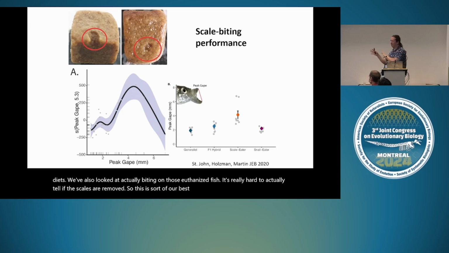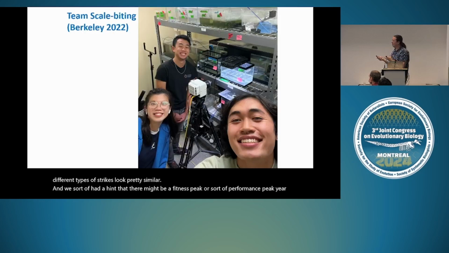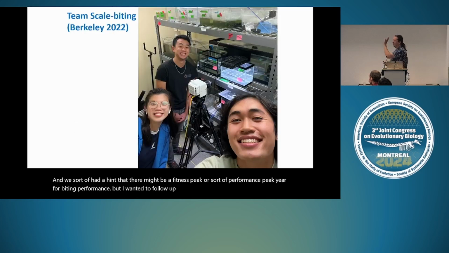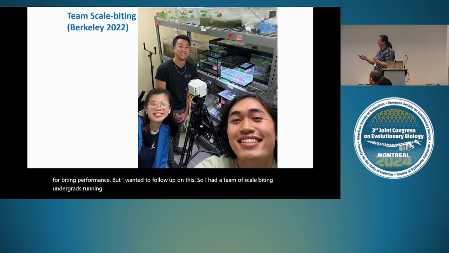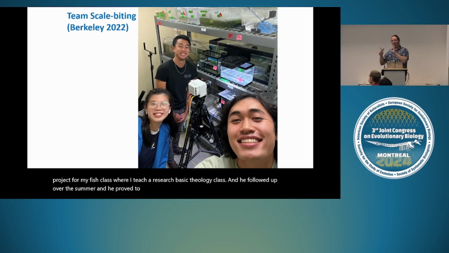The kinematics of those two different types of strikes look pretty similar. And we had a hint that there might be a fitness peak, or performance peak, here for biting performance. But I wanted to follow up on this. So I had a team of scale-biting undergrads running videos. I particularly want to highlight Anson Tan here, who did this project for my fish class, where I teach a research-based ichthyology class. Then he followed up over the summer, and he proved to me that automated tracking would work for these videos. First with DeepLabCut, then we switched to SLEAP.